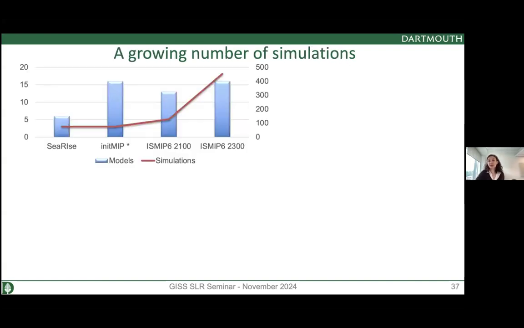Finally, last point, I promise: we have a growing number of simulations. Going back to the four efforts I was talking about, Seroussi, INITMIP, ISMIP6 2100, and ISMIP6 2300, we see here the number of models that participated. There was mostly a large increase between Seroussi and INITMIP, and then the numbers have stayed about the same. The red line shows the number of simulations submitted, and you see that the number is exploding, with almost 500 simulations submitted for the latest results.